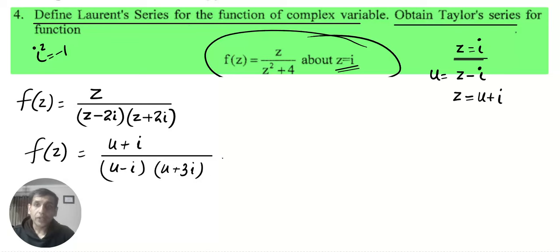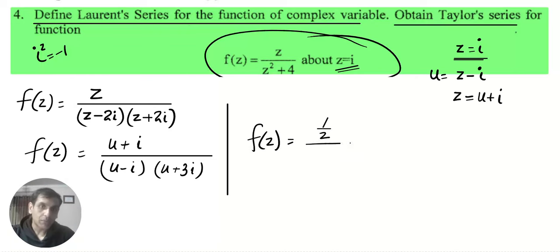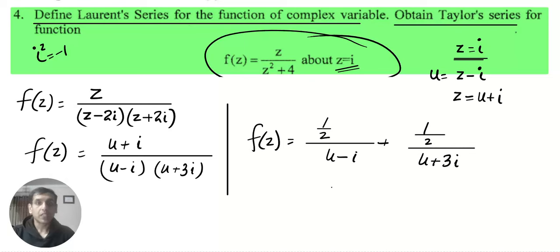Now what should we do? Convert this into partial fraction. Anyway, I already did that partial fraction. Okay, pause the video, try it, and I'll be back with the answer. So you're supposed to get 1 by 2 divided by u minus i plus 1 by 2 divided by u plus 3i.